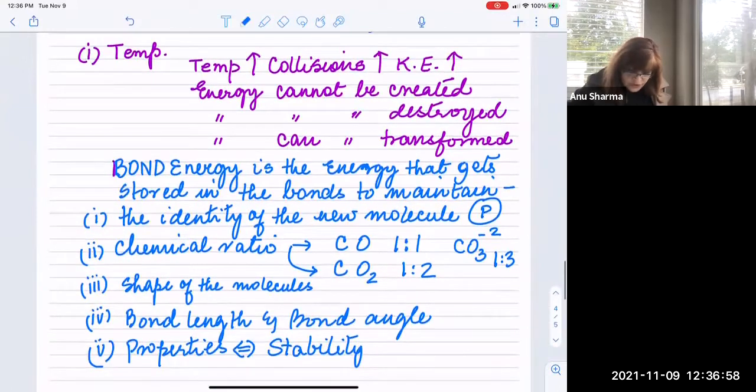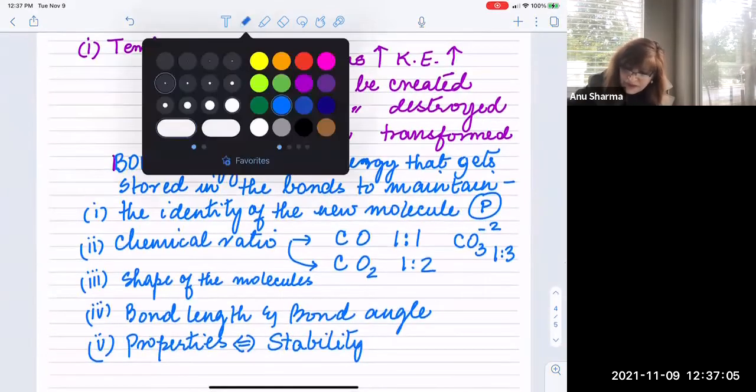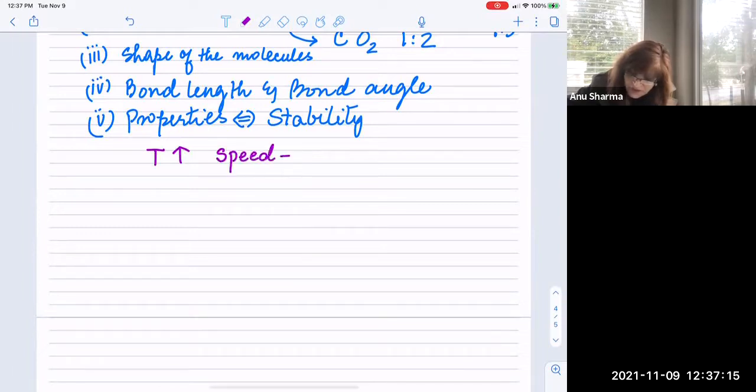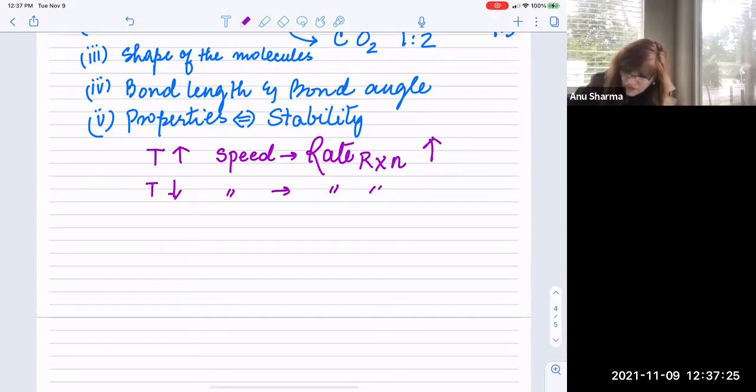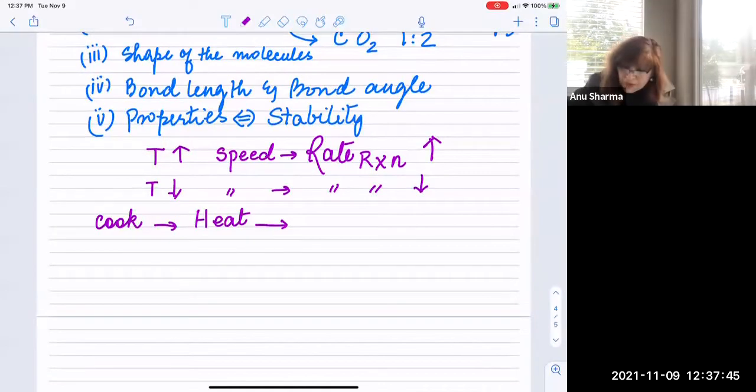So the temperature plays a role. You increase the temperature, the collisions increase, the kinetic energy increases. And with that said, what happens? The temperature increase leads to the increase in the speed. So increase in the temperature, then the speed or the rate of reaction increases. When the temperature goes down, the speed or the rate of the reaction goes down. So this is the reason why when you cook certain things, you heat. Why do you heat? So that the reaction works. For example, you want to bake food. For example, you want to bake a cake.